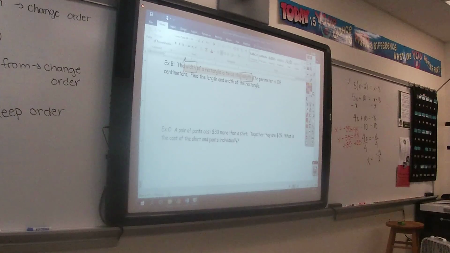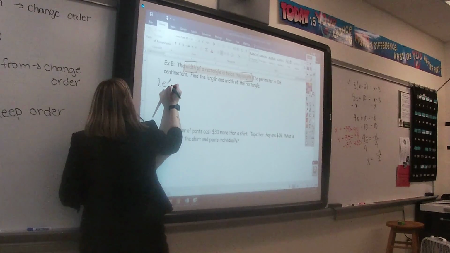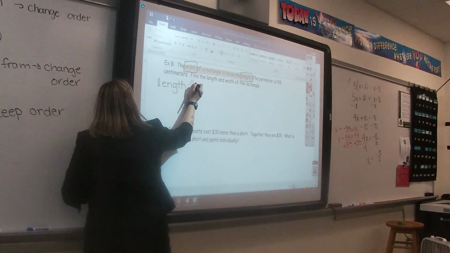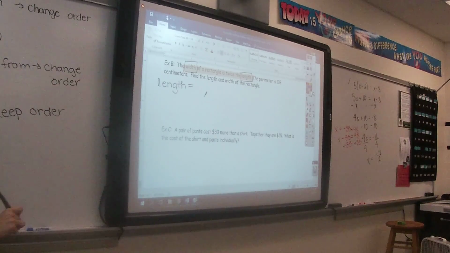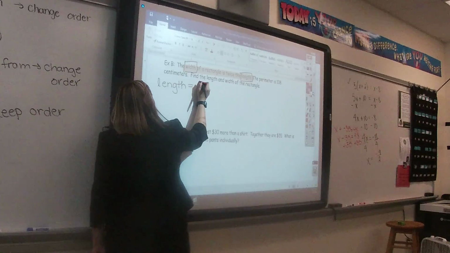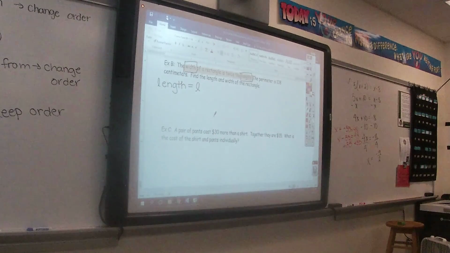Which one do we read second? Length. So that's what we are going to define first. So our length needs to equal a variable. What letter would we like to choose? L would be a good one. I would suggest you choose a capital L or a cursive L so you don't think that it's a 1.